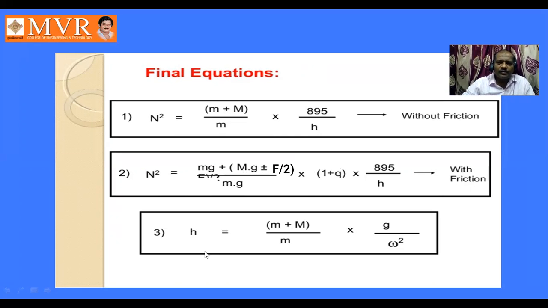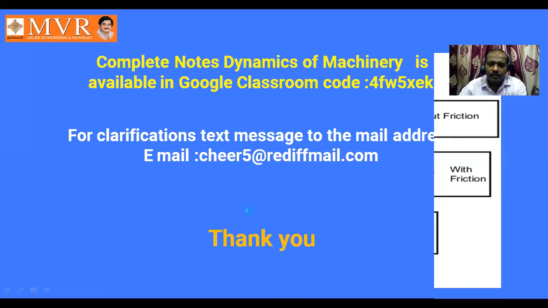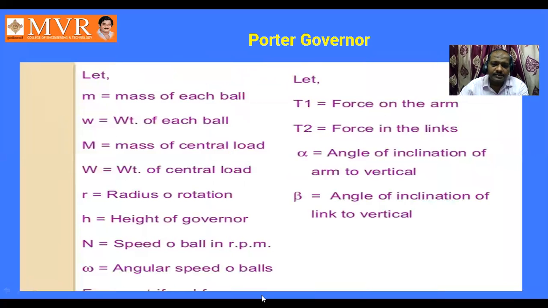If you want to find only the height of the governor, it depends upon the angular velocity of the governor, small m, that is the ball mass, and capital M, that is the weight of the center, the central load weight. If you observe this relation, how we are able to solve this relation, we are going to learn in this class. Let us have this relation for this one.